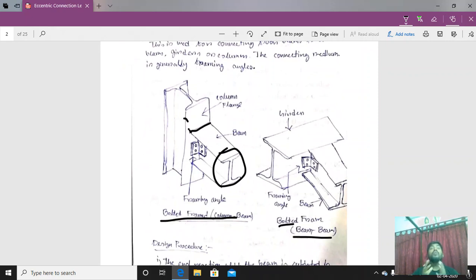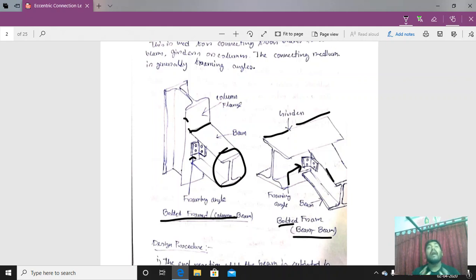Now how to connect the beam with the column? Also, in case of the beam connection, this is one beam or the beam girder, this is another beam. So these two beams are connected. Now how to connect this beam with the column flange or the beam with another beam? With the help of this framing angle. These framing angles are here to connect the beams with the column or the beams with the beams.